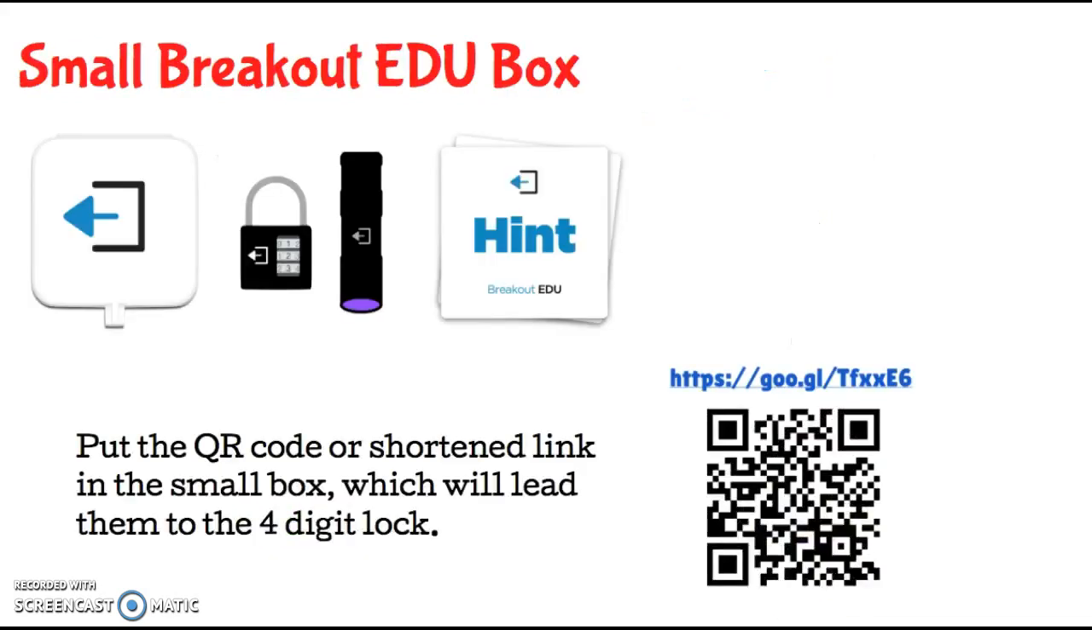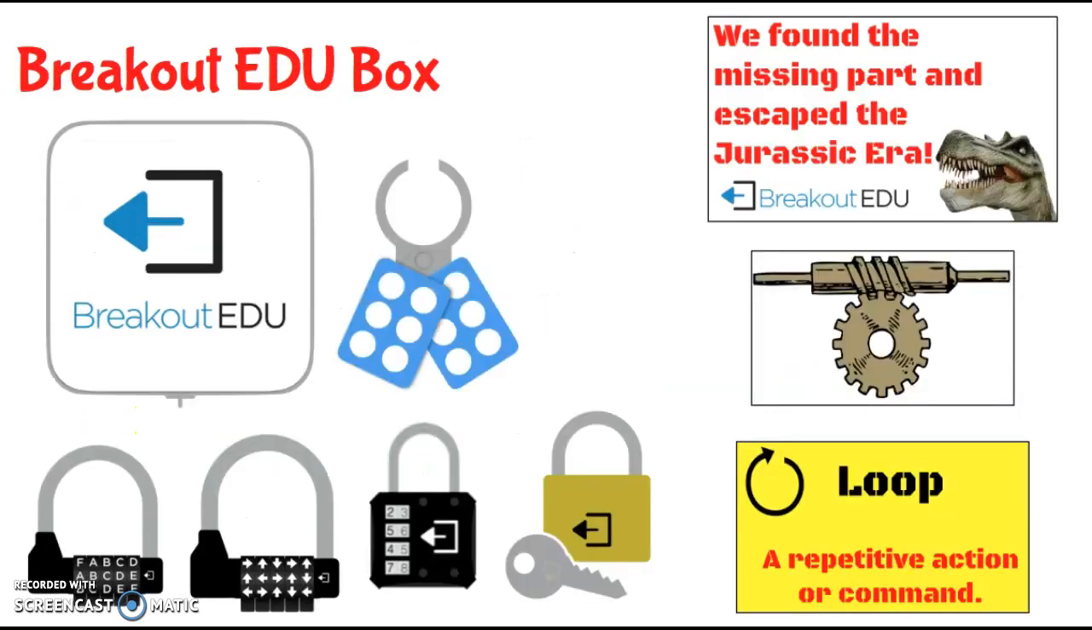Inside of the small breakout box, you are going to put the QR code or shortened link here for the 4-digit lock. You will also have the 3-digit lock on the small breakout box, the UV flashlight inside of the box, as well as the hint cards. In the large breakout box, you will put the breakout poster, the missing time machine part, and the definition of loop. You'll put the hasp on the large breakout box with the word lock, direction lock, 4-digit lock, and the key lock.